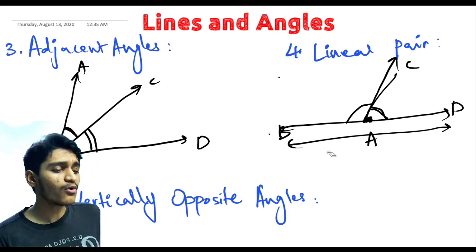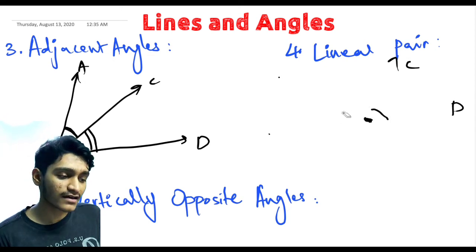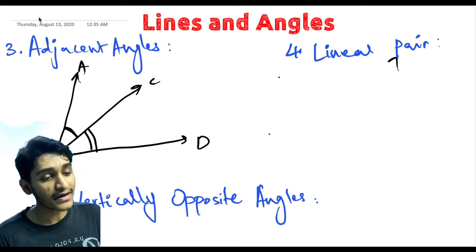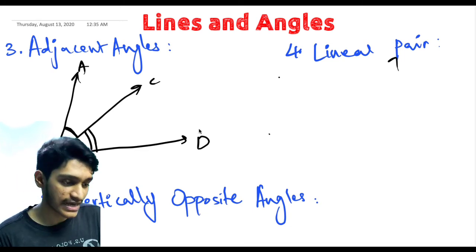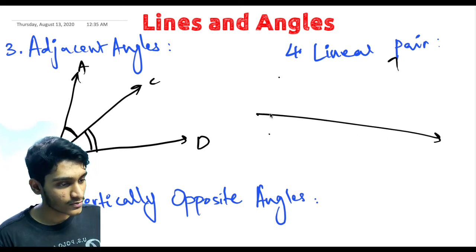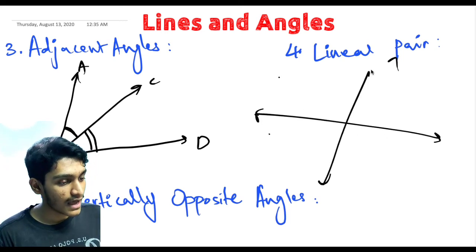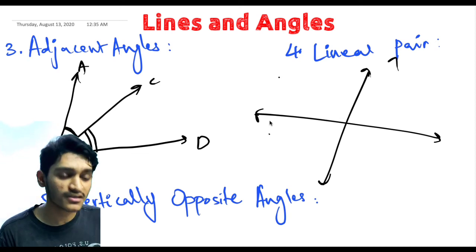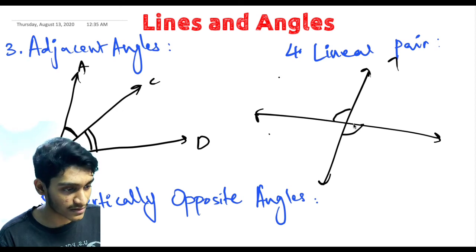Okay, now you know what a linear pair is, and you will better recognize a linear pair when you solve more problems. Now let us see what vertically opposite angles are. For this we have to take two intersecting lines. Suppose this is one of my lines and this is the other line. Vertically opposite angles are the angles which are opposite to each other.